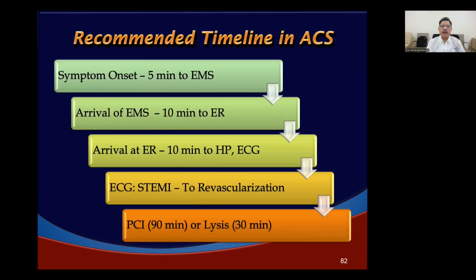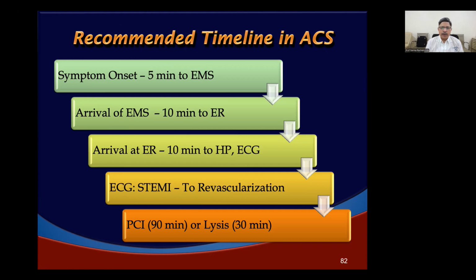Now, the recommended timeline. Symptom onset to emergency medical service, 5 minutes. Arrival in emergency medical service to ER assessment, 10 minutes. ER to take history, physical and ECG, 10 minutes. Then for STEMI, you should go immediately for revascularization. PCI door to balloon, 90 minutes. Lysis door to needle, 30 minutes. So from the time of symptoms to PCI, 90 minutes is the golden hour.